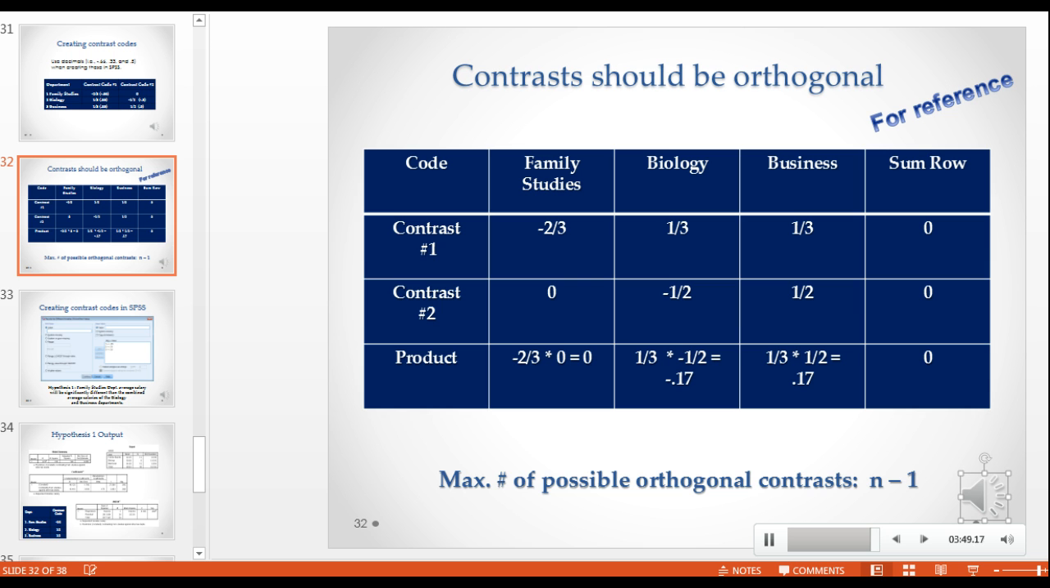One more quick reminder: the maximum number of possible orthogonal contrasts for a particular categorical predictor is going to be the number of groups, in this case 3 departments, minus 1. So you cannot test any more than that and have your contrasts still be orthogonal. We have to choose which two we want to test and just go with those.